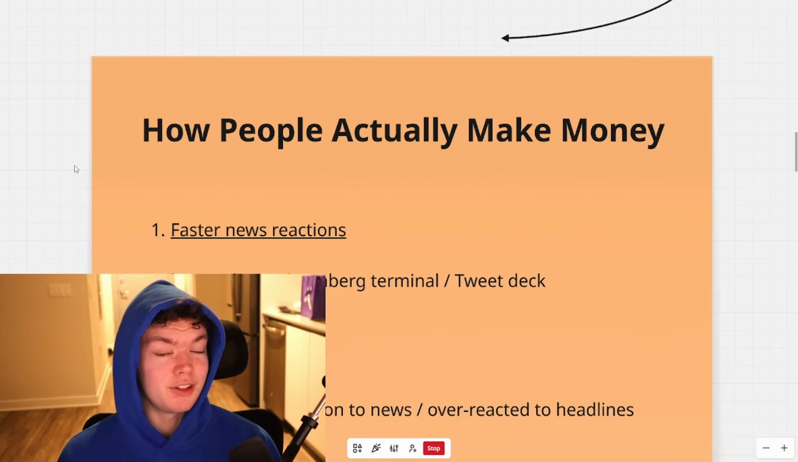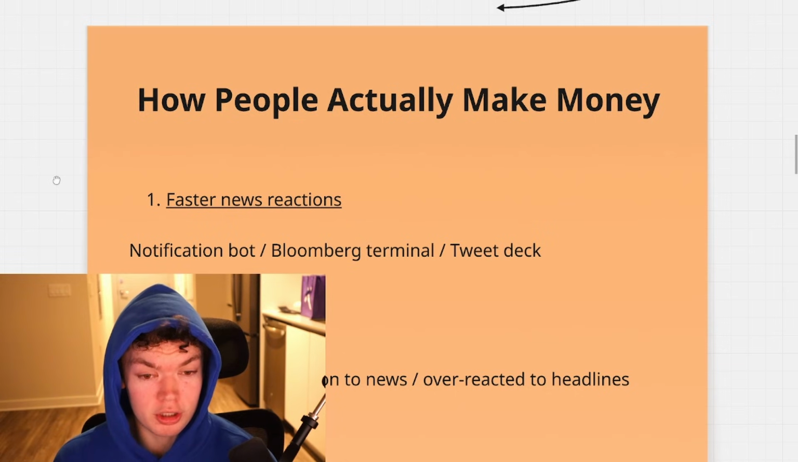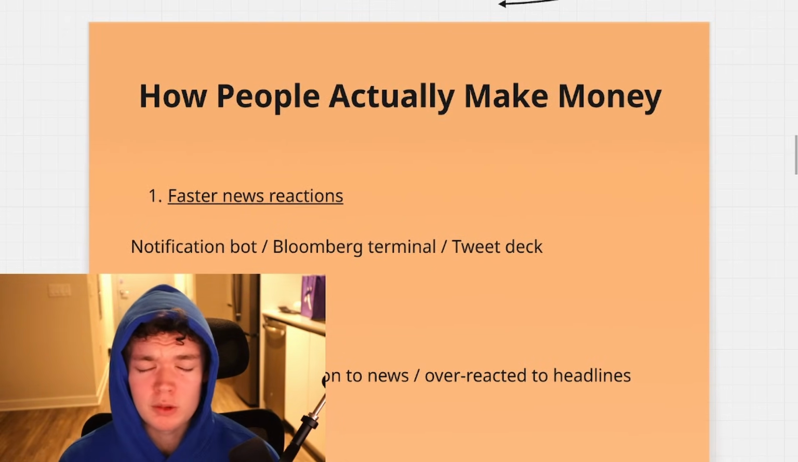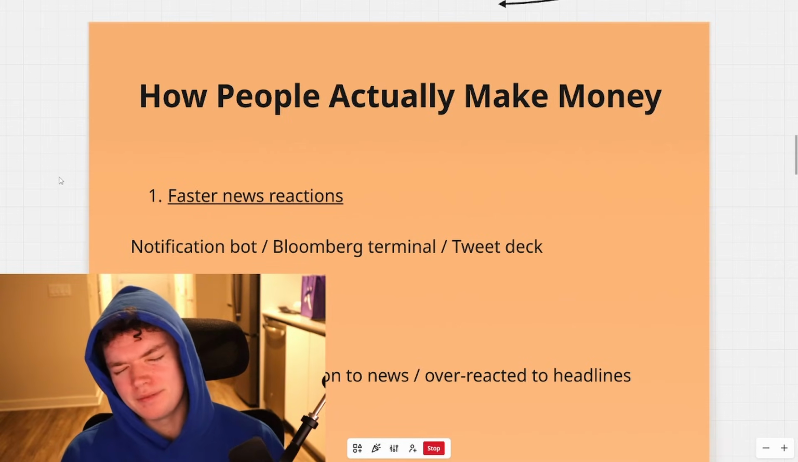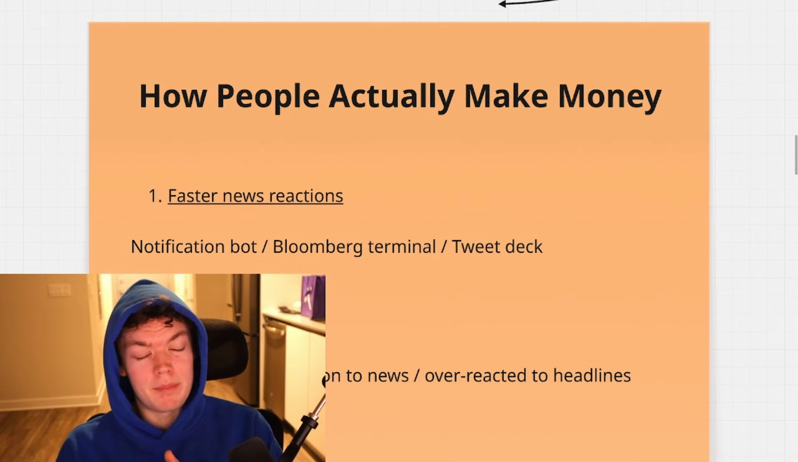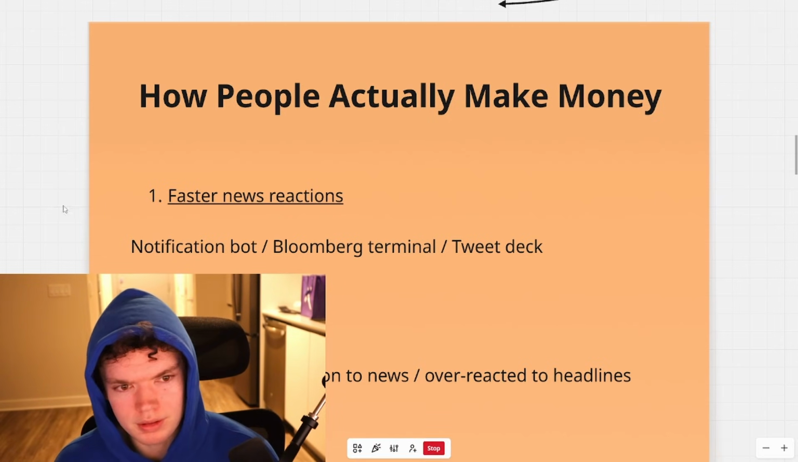Well, faster news reactions. So whether you have a notification bot, Bloomberg Terminal, which is very expensive, TweetDeck, which is Twitter Pro, which basically you can see all the people you're following and see when they post and see, oh, something happened, and be the very first one to know when something happens.